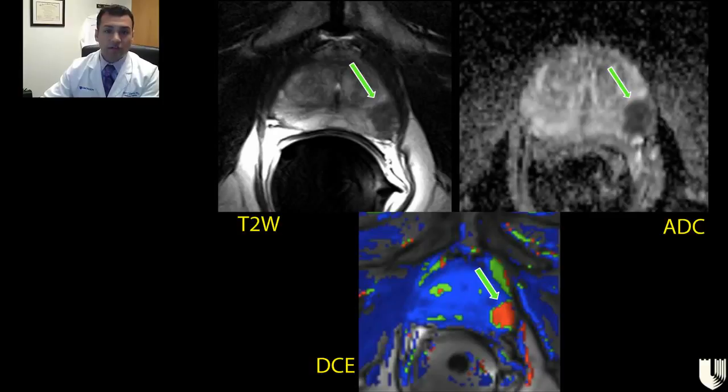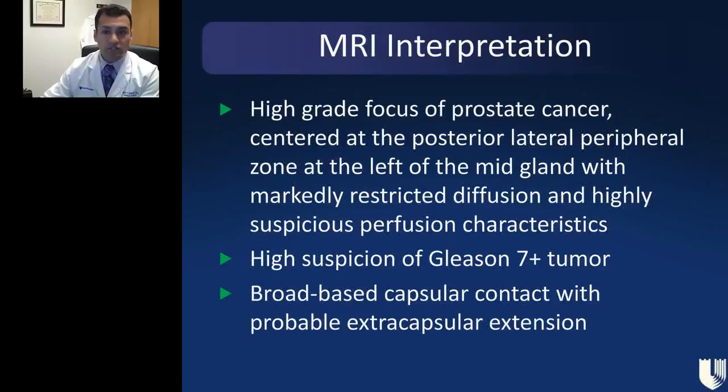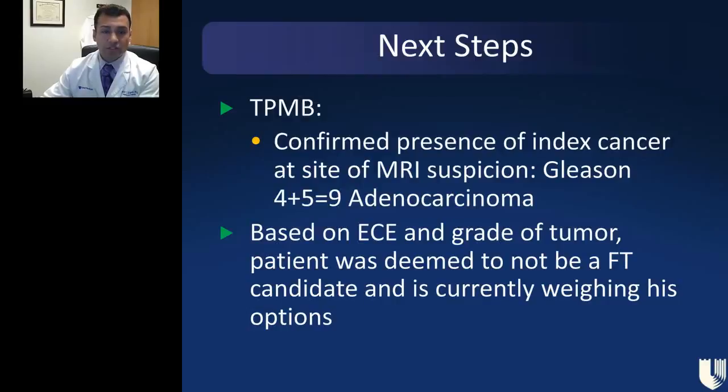And based on the degree of capsular contact greater than a centimeter, we can talk about the possibility of microscopic extracapsular extension. So we felt that this was a high-grade tumor. We felt that there was probable extracapsular extension here, and that's what we interpreted the MRI as. The patient did undergo a transperineal mapping biopsy, which confirmed that he did in fact have an index cancer at the site of the MRI suspicion. This was graded as a 4 + 5 = 9 adenocarcinoma.